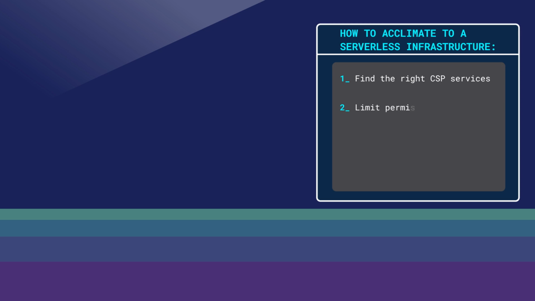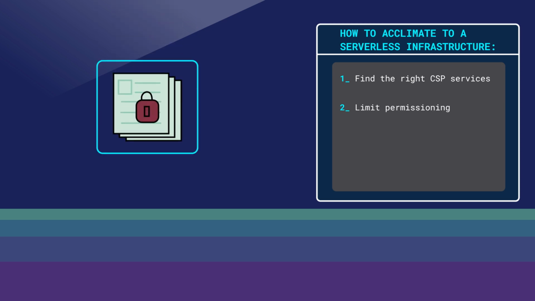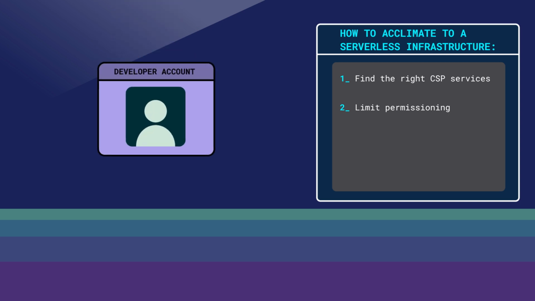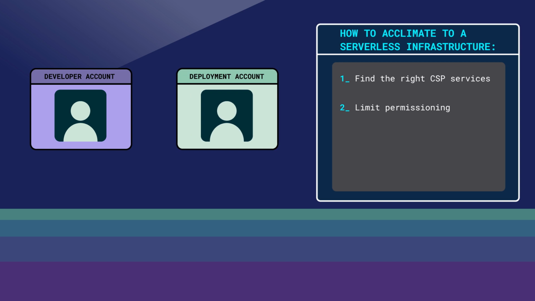Second, limit the permissions for your app. Loose permissioning is a common attack vector. So enforce the least privilege model and create both developer accounts and separate deployment accounts for each of your environments. You should always consider security practices, but making use of a serverless infrastructure means that third parties like your CSP may have access to some components of your systems.